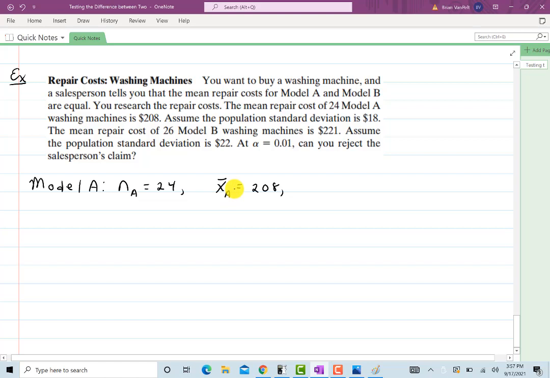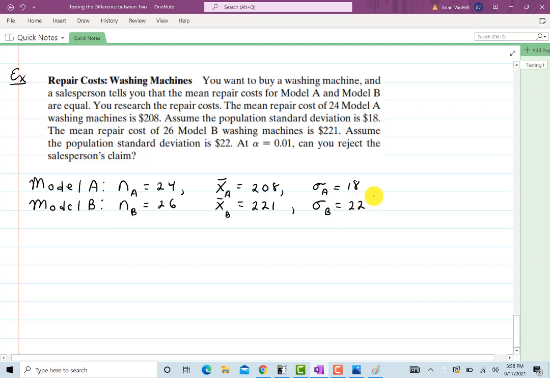And then what else do we need? I need the standard deviation for Model A's. The population standard deviation is $18. So sigma A equals 18. For Model B, we have the number in that sample was 26. The mean of that sample was 221, and the standard deviation of that population is 22.